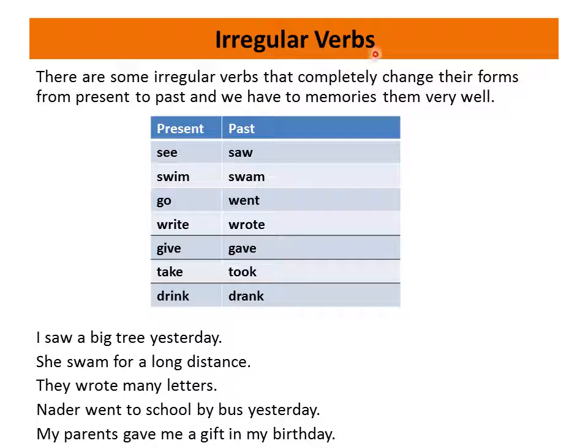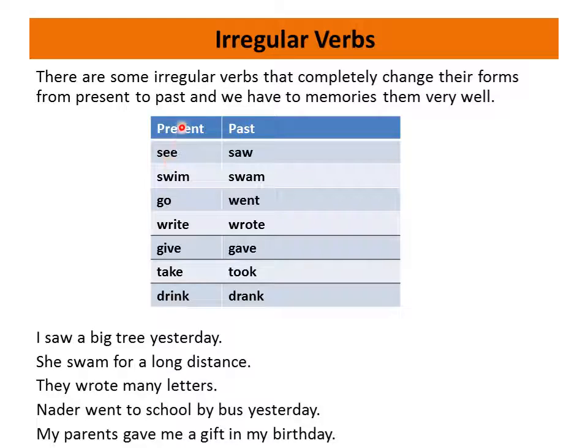What about the irregular verbs? Irregular verbs, we call them naughty verbs. They don't follow the rule. We can't add ed. So what happens? They change their forms. We change the forms from present to past. So there are some irregular verbs that completely change their forms from present to past. And we have to memorize them. We have to study them very well.